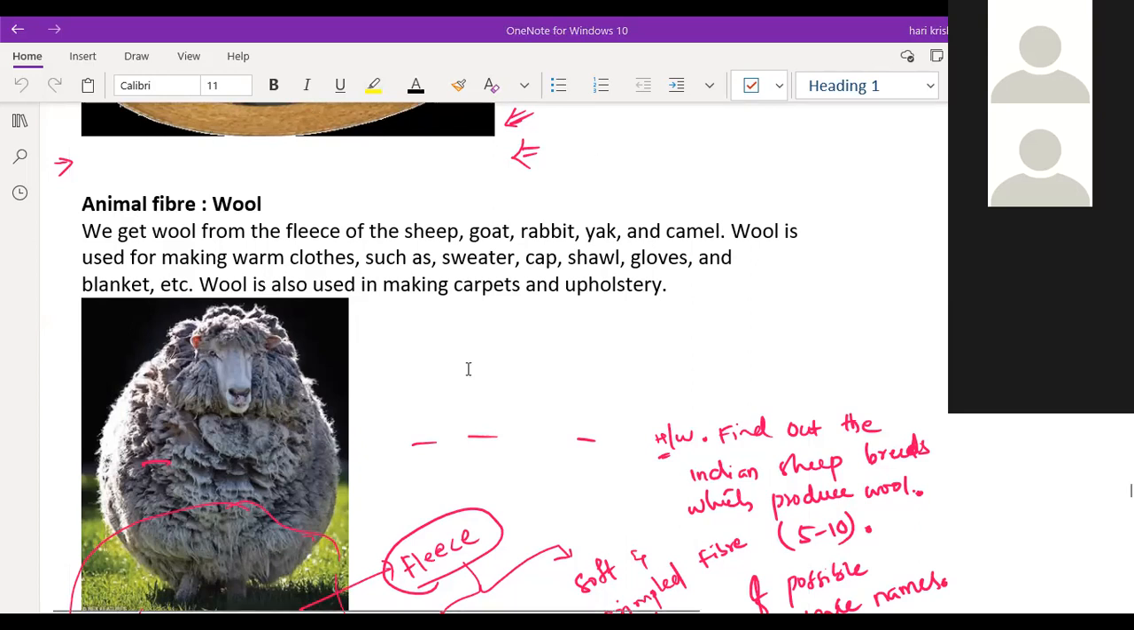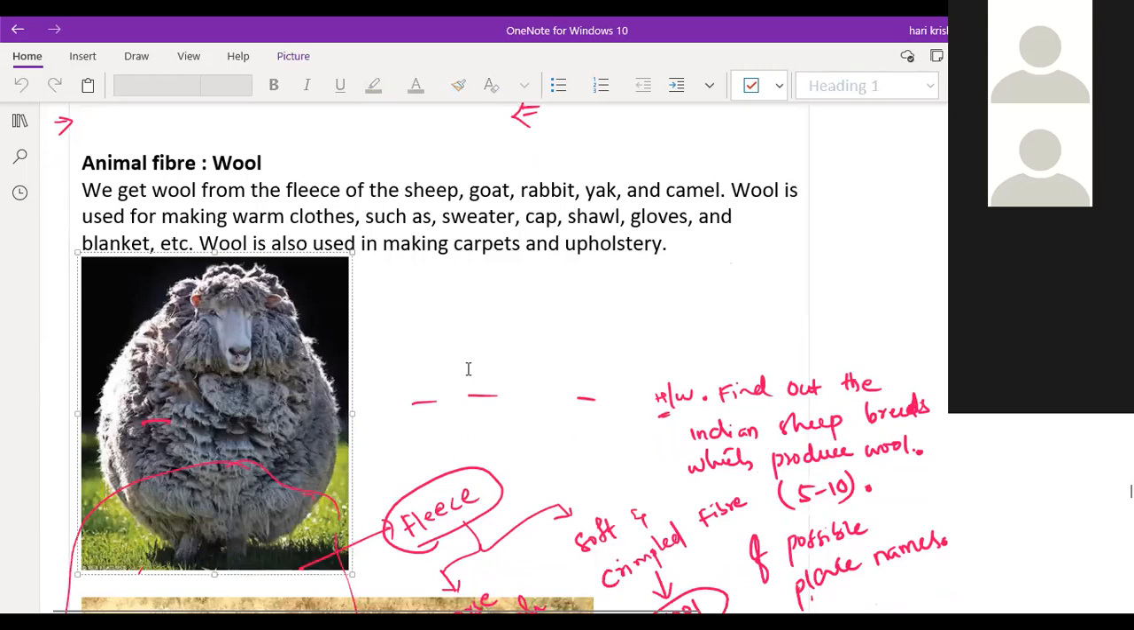Okay, so the important animal fibers are what? The first one is wool, the second one is silk. You get wool from sheep, goats, camel, yak and so on, right? Yes, sir, that is the main source of wool. Again, silk you get from the silk moth, the silkworm. Silkworms. Okay.